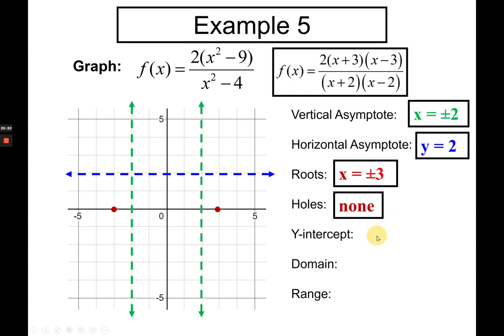What about y-intercept? Well, you just plug in 0 on all x here and then solve. So 0 plus 3 is 3, 0 minus 3 is negative 3, so 3 times negative 3 is negative 9, times 2, negative 18. 0 minus 4 is negative 4. Negative 18 divided by negative 4 is positive 4.5. And that will be your y-intercept. So we can have a point here that should be a little higher, 4.5.